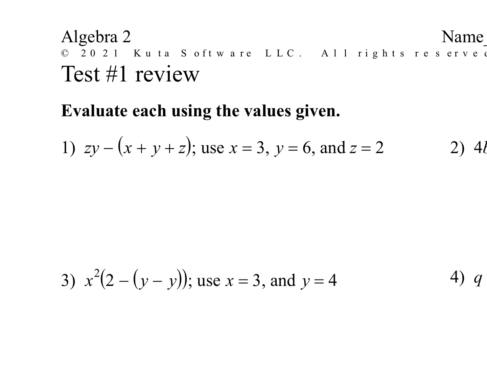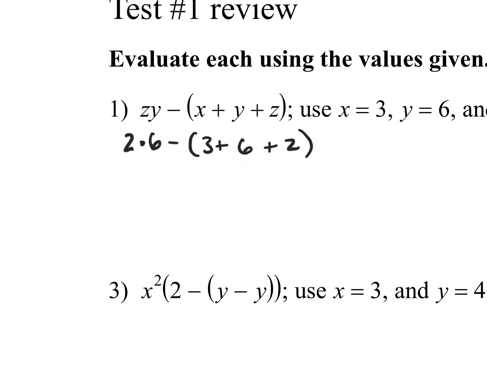So first thing I want to do is plug in my x, y, and z's. So I have 2 times y minus x is 3 plus y is 6 plus z is 2. So be careful here when you plug in 2 numbers, even though they're next to each other, that doesn't turn into a 26. That is z times y, so it's 2 times 6. A lot of people made that mistake on the quiz.